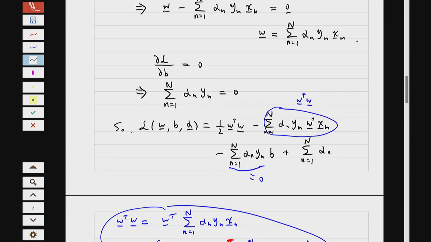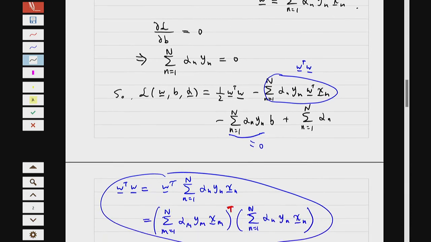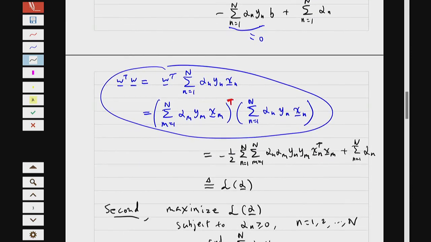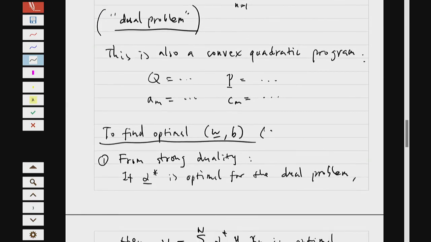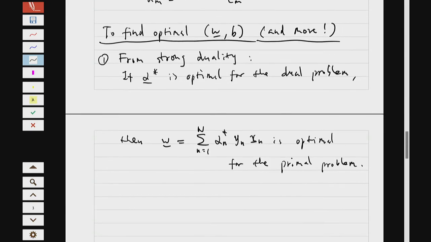It turns out that on the way to find B, which is somewhat more complicated than finding optimal W, we actually discover something even more interesting. On our way to find B, we also discover how to find the support vectors for our support vector machine. So that's the second point.